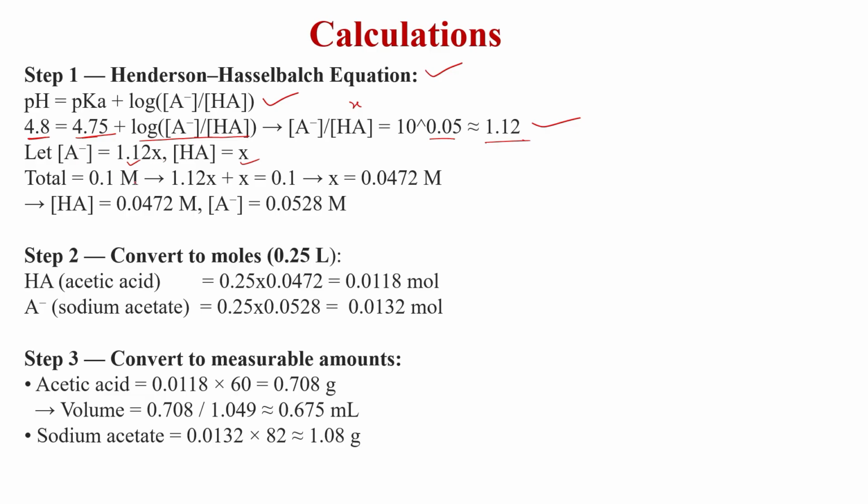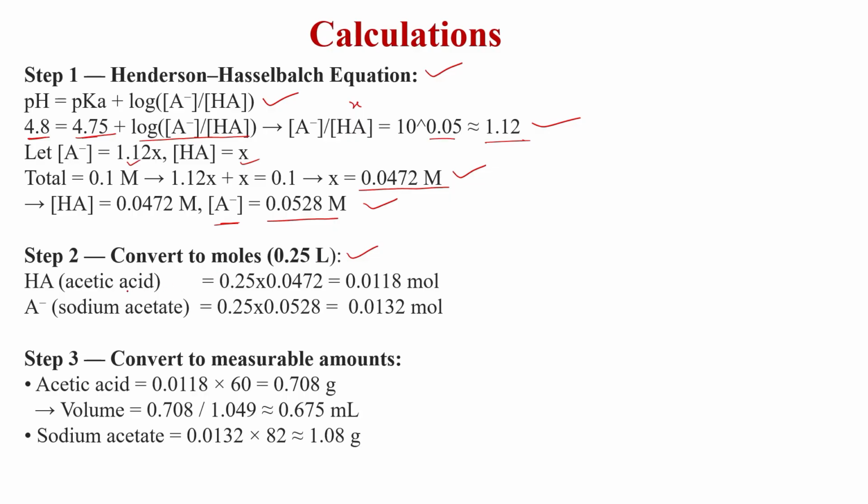Now the total is 0.1 molar, so 1.12x plus x is equal to 0.1, and from this we will have x equal to 0.0472 molar. Since x is equal to 0.0472 molar, your A minus will be equal to 0.1 minus 0.0472, that is 0.0528 molar. Okay, now we have the molarity, the concentration of acetic acid and acetate ion, and we have to prepare 250 ml, that is 0.25 liter.